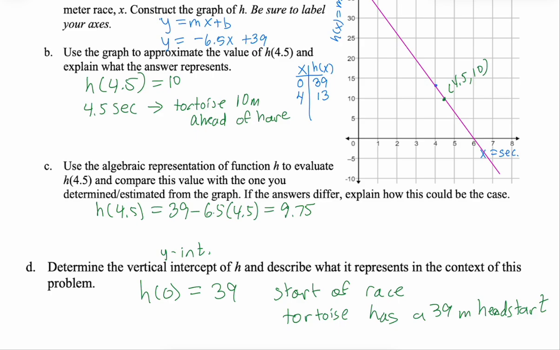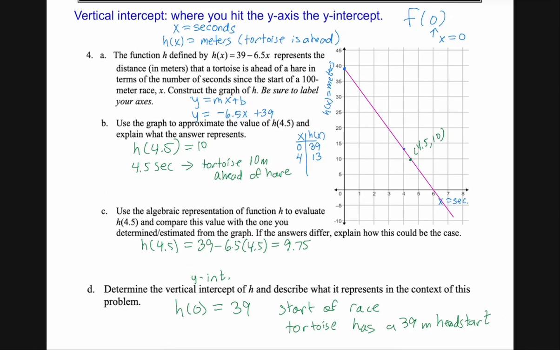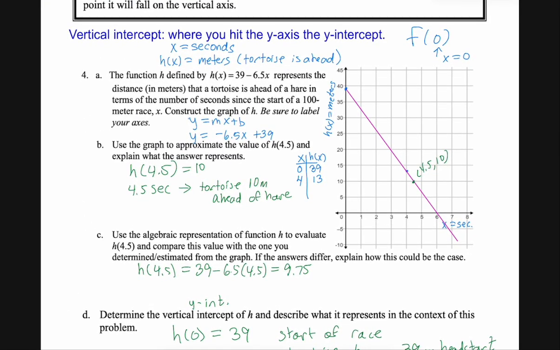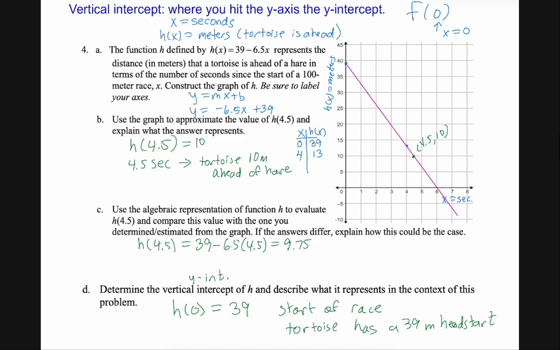So where we hit the x-axis and where we hit the y-axis can be very important pieces of information, because it gave us information in this case. Where did the tortoise start? He started at the 39-meter ahead mark. So that gives us some interesting information about how everything started. Your vertical intercept, or your y-intercept, is just your 0 value. If I plug in 0, what do I get? Or at the starting value for time, what do I get? Everybody okay with all of that?